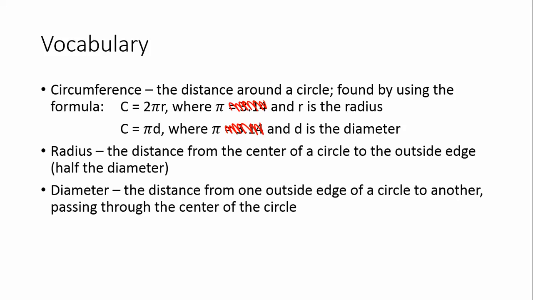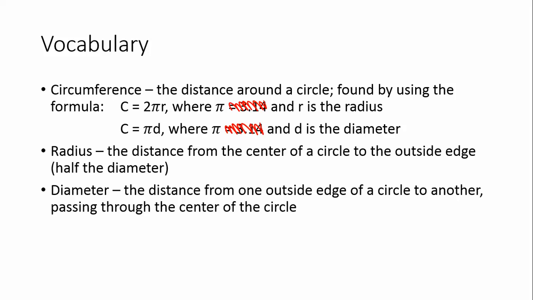2 times pi times the radius. Remember, the radius is the distance from the center of the circle to the outside edge. It's half of the diameter. Then the other formula is if you have diameter, it's pi times d. And remember that the diameter is the distance from one outside edge of the circle to another that passes through the center of the circle.